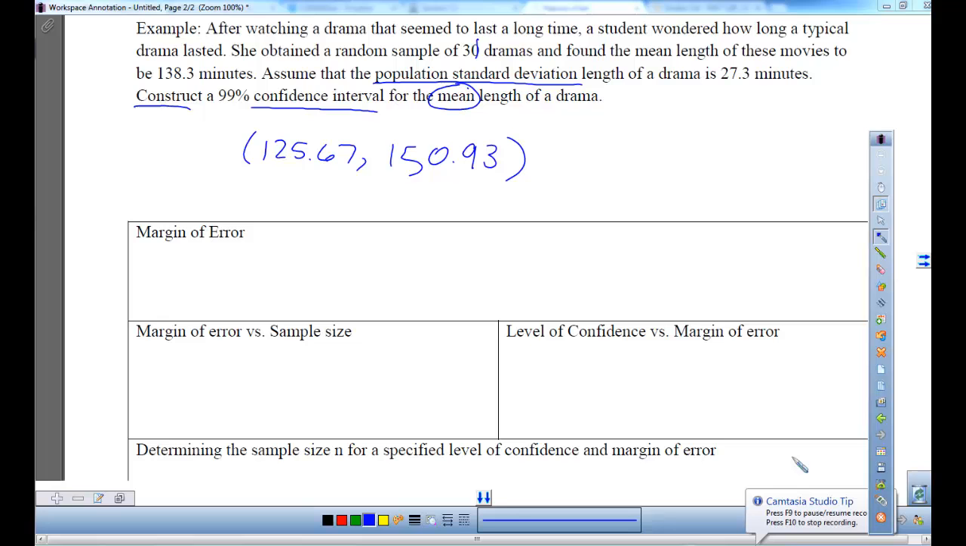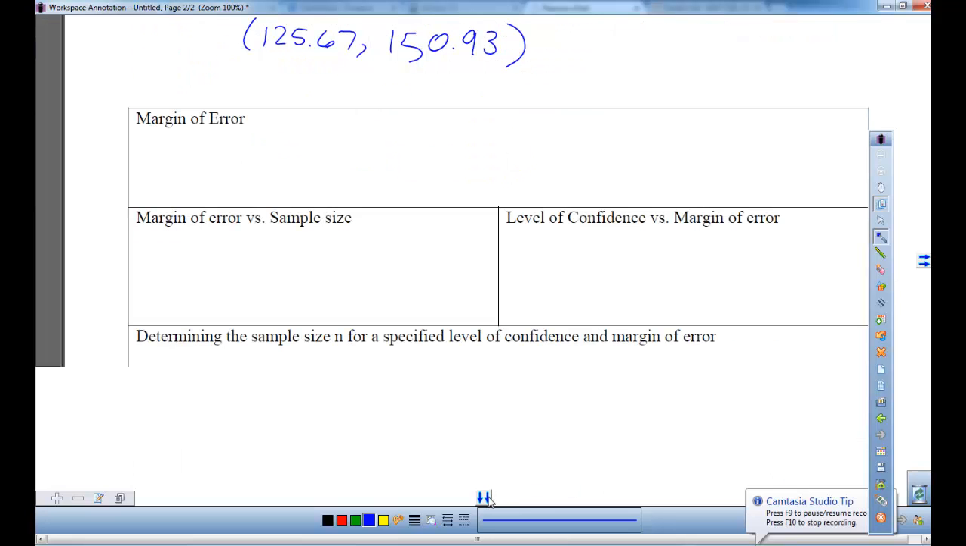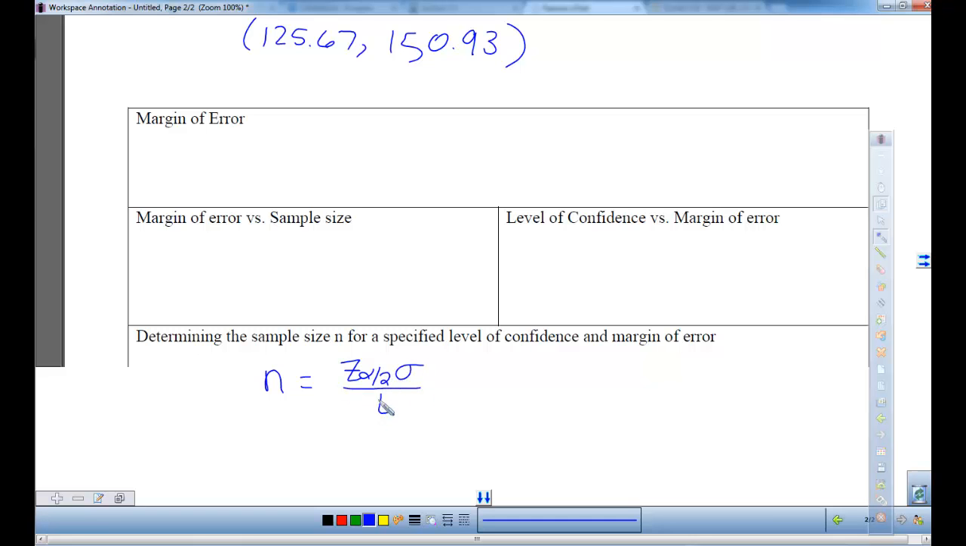So we have a formula that allows us for the mean to determine the minimum sample size. So our formula for minimum sample size is n equals z alpha over 2 times sigma over E, squared. Okay, this allows us to select a sample size that will let us have the required margin of error and level of confidence.